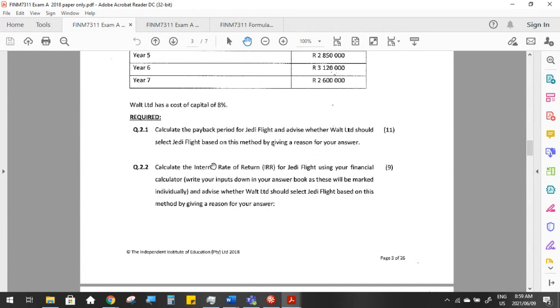Then for 9 marks, calculate the internal rate of return for the project using your financial calculator. Write your inputs down in your answer book. They'll be marked individually. And advise whether Walt Limited should select based on this method, also giving a reason for your answer. I've noticed in the last couple of years, being 2020, and I can't remember so much for 2019, they seem to have stopped specifying whether you should use your financial calculator or not, but take note from this 2018 paper, they can ask for a specific method.